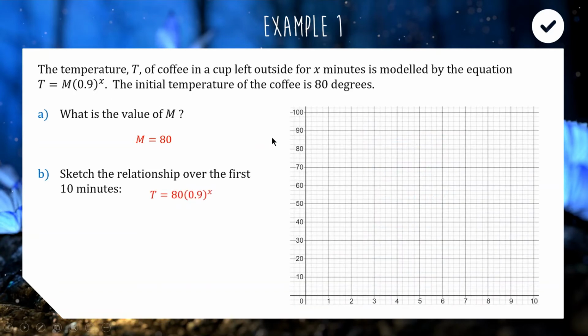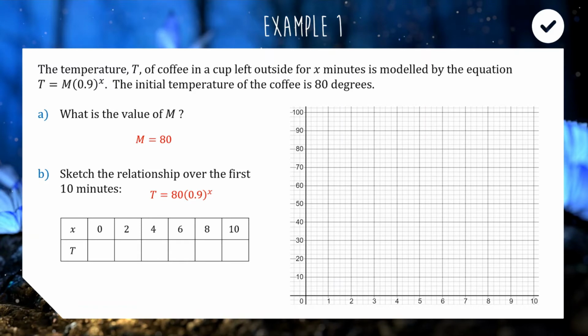All right, now we have our equation, we have the value of M, and now we're asked to sketch the relationship over the first 10 minutes. So we'll be given an axis, and we've got to fill it in with a curve, which means we need to do some values. So of course we need a table of values, like this. Let's go from 0 up to 10 in increments of 2. We're going to substitute these 6 values into our equation and get values for temperature.